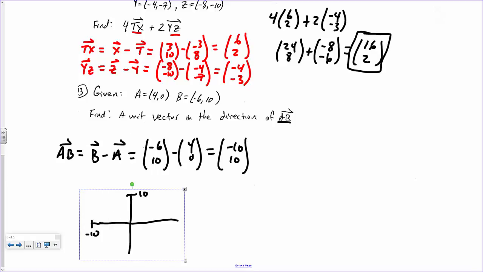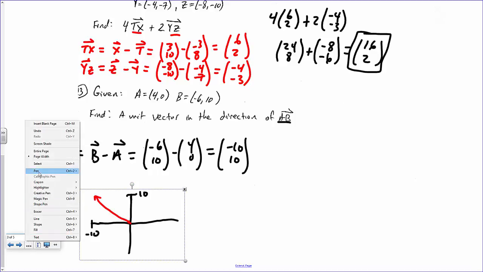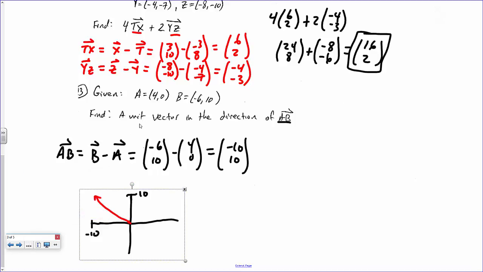It would go from here upward to here-ish. And that would be the vector AB. What I'm after, the question, is a unit vector in the direction of AB. So I want another vector that's only going so far, that has a magnitude of 1, a distance of 1, going the same direction as AB, but AB is actually going further than 1.